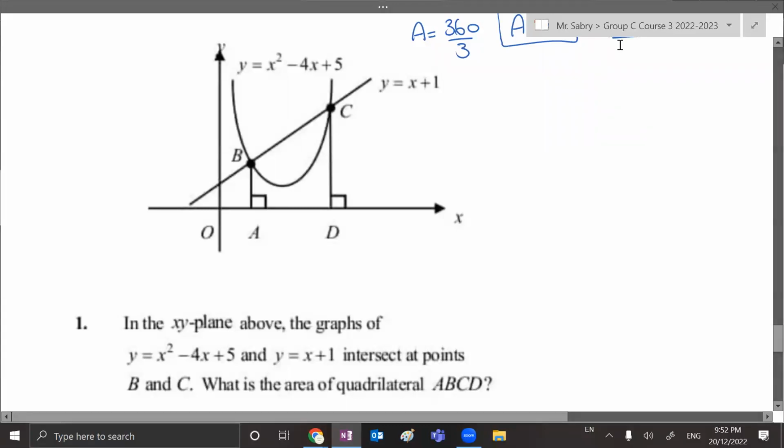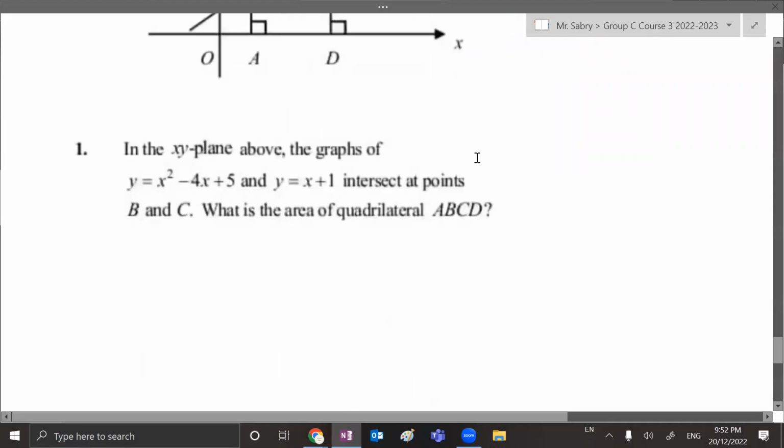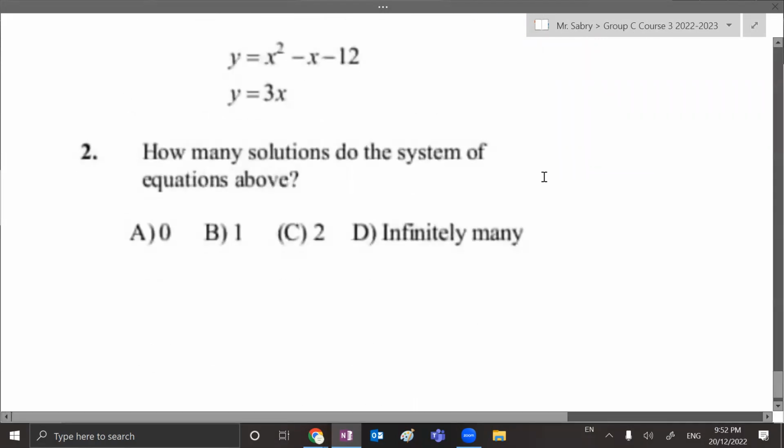Alright, so this question, I'll keep it for the next one. I'll start with question number 2 actually, because it's to the point and it doesn't have that much of an issue. Here we have a system of equations. One of them is quadratic clearly, and the other one is linear, and they're asking me how many solutions this has. So I'll just solve this one and I'll figure out how many solutions there are.